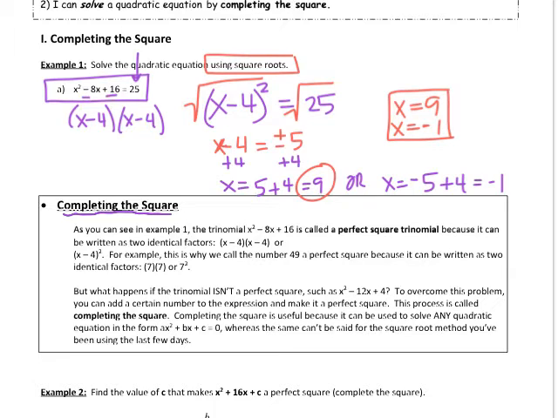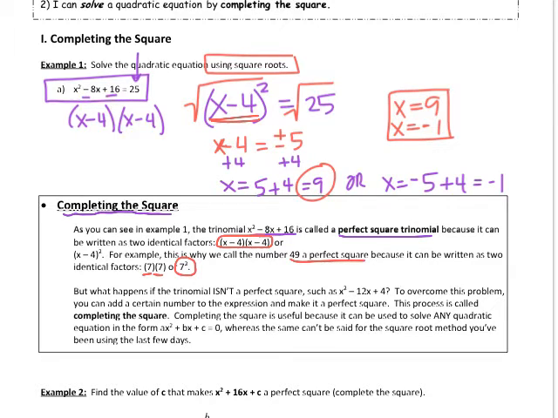As you can see in the example that I just did, the trinomial x squared minus 8x plus 16 is called a perfect square trinomial because we were able to write the factors as squares of each other. So x minus 4 times x minus 4, we rewrote it so that it was just x minus 4 squared. This is why we call the number 49 a perfect square, because it can be written as two identical factors, 7 times 7, or you can write that as 7 to the second power, 7 squared.